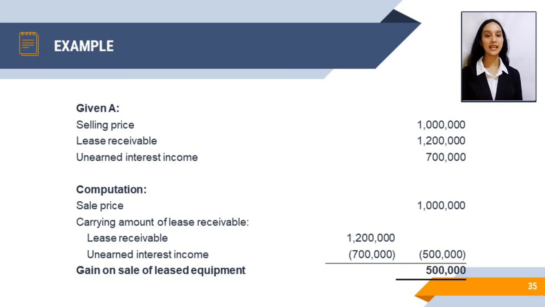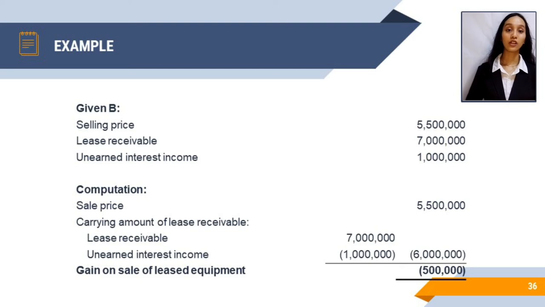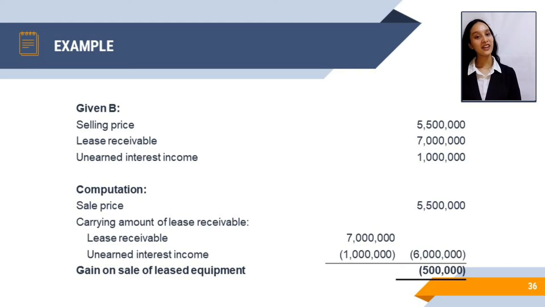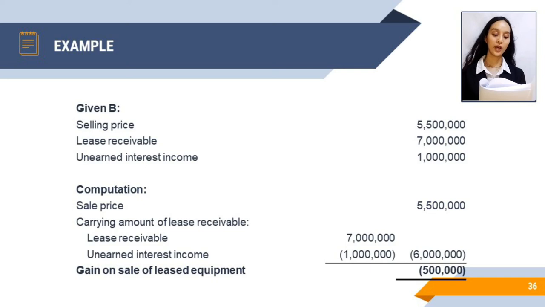Next example, given B. Selling price of 5,500,000, lease receivable of 7 million, and unearned interest income of 1 million. So the computation, selling price of 5,500,000, and to compute the carrying amount of lease receivable minus the unearned interest income. From our example, lease receivable is 7 million less the unearned interest income of 1 million equals 6 million.